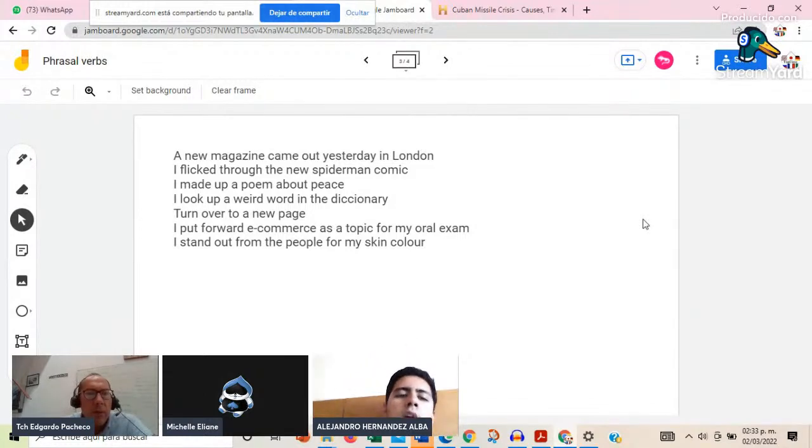Can you read the first one, please? A new magazine came out yesterday in London. Very good. The next, please. I flicked through the new Spider-Man comic. Very good. I made up a poem about peace. Fantastic. Good job. I look up a weird word in the dictionary. Okay. The next. Turn over to a new page. Right. I put forward e-commerce as a topic for my oral exam. Great. One more. I stand out from the people for my skin color.